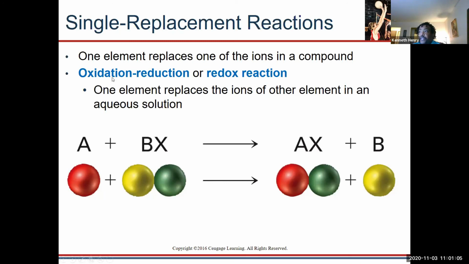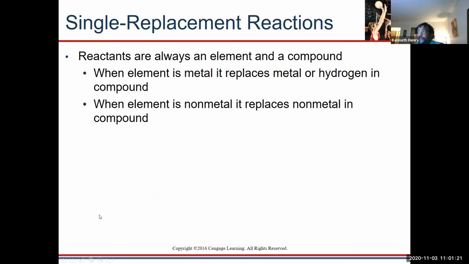Okay. And often these are going to be redox reactions or oxidation reduction reactions. I like to call it, you're replacing the old girlfriend for the new girlfriend. Okay. So in the case of the single replacement reaction, like I said, it's basically when you're replacing one metal for another metal, or you could be replacing it for hydrogen. Okay, or you're replacing non-metals for another non-metal. So you're never going to replace a metal for a non-metal. Do you know what I'm saying?